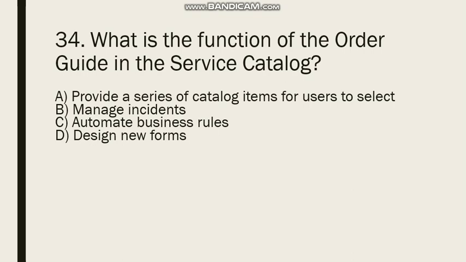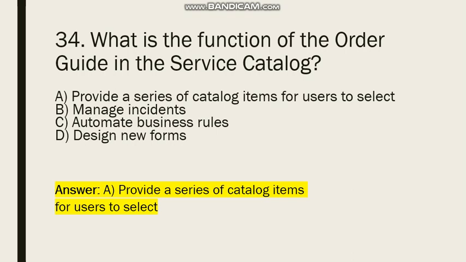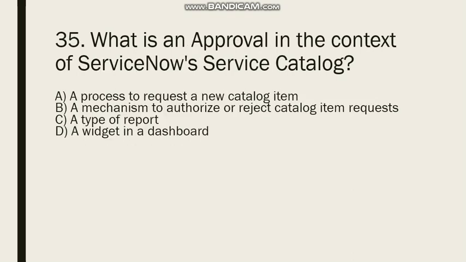34. What is the function of the order guide in the service catalog? A. Provide a series of catalog items for users to select. B. Manage incidents. C. Automate business rules. D. Design new forms. Answer. A. Provide a series of catalog items for users to select.